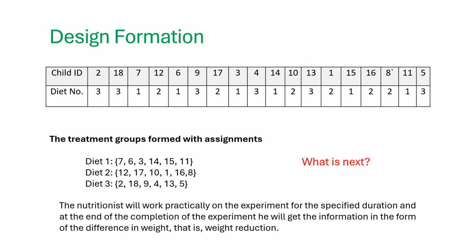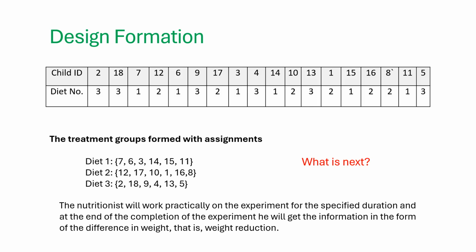Okay, maybe for 2 weeks or maybe for 1 month. And at the end of the completion of the experiment, he will get the information in the form of the difference in weight, that is weight reduction. Make sure that the measurement of weight is carried out before starting the experiment of all the 18 candidates, and after completion of the experiment, maybe 2 weeks or maybe after 1 month, take the weight and take the difference, the initial minus the final, or final minus initial, let it be in absolute terms, no issue.